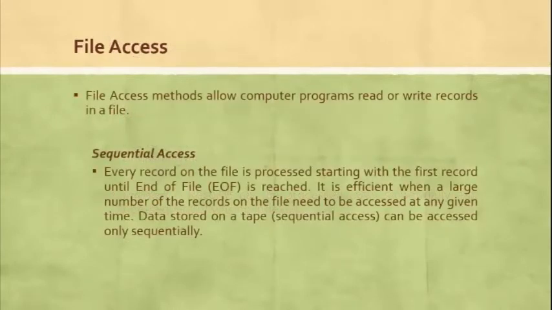Now, let's proceed with file access. File access is a method which allows computer programs to read or write records in a file. We have the sequential access. Every record on the file is processed starting with the first record until the end of file is reached. It is also efficient when a large number of the records on the file need to be accessed at any given time. Data stored on a tape or sequential access can be accessed only sequentially.